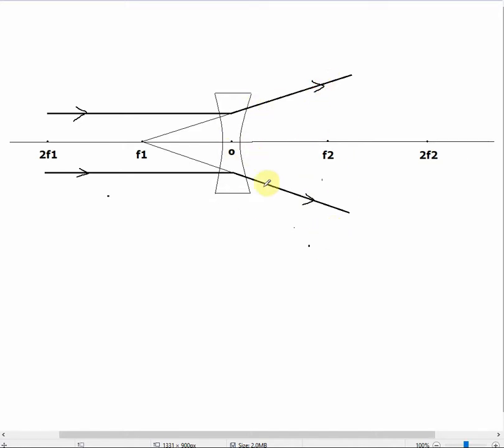Now obviously, if you draw once or twice, after that you will see this drawing is absolutely easy, drawing these virtual lines for this particular concave lens. Okay, so this is how the first drawing is done.